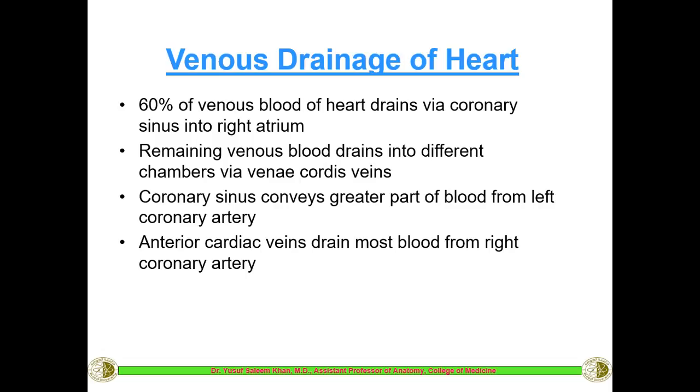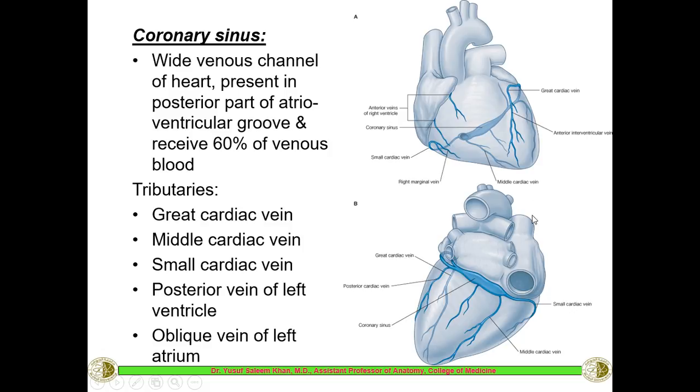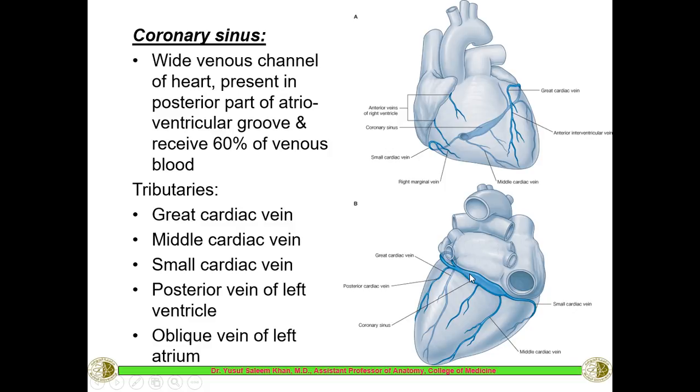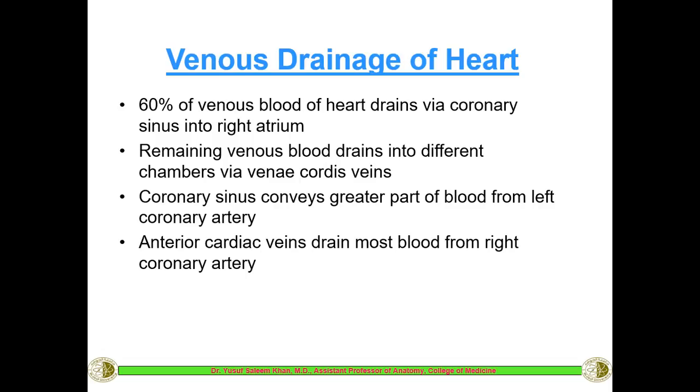Now coming to the venous drainage of the heart. Almost 60% of the venous blood of the heart drains via the coronary sinus into the right atrium. There is a large sinus which is called the coronary sinus. The main vein of the heart is the coronary sinus, draining almost 60% of the venous blood to the right atrium.